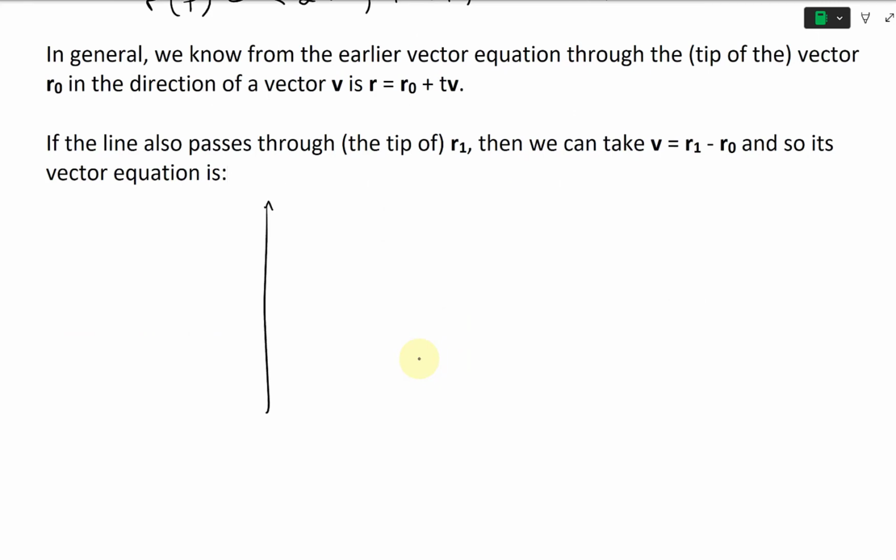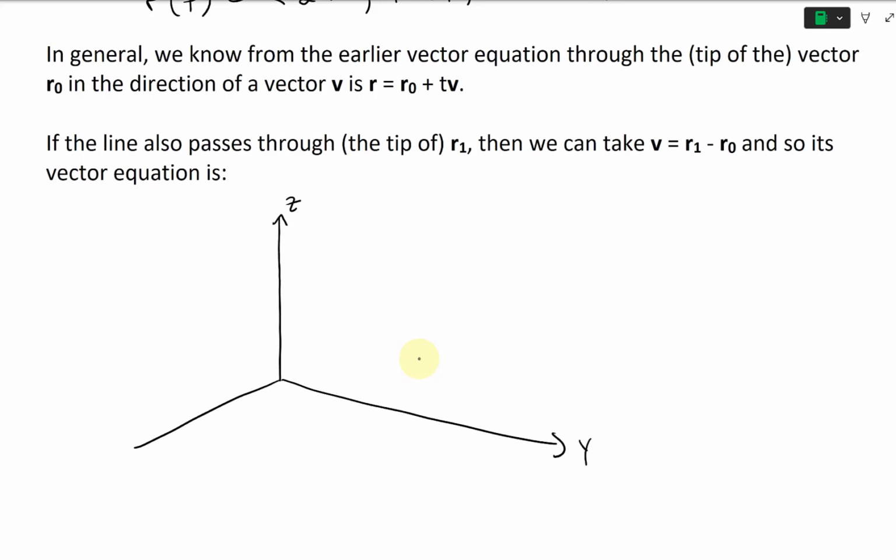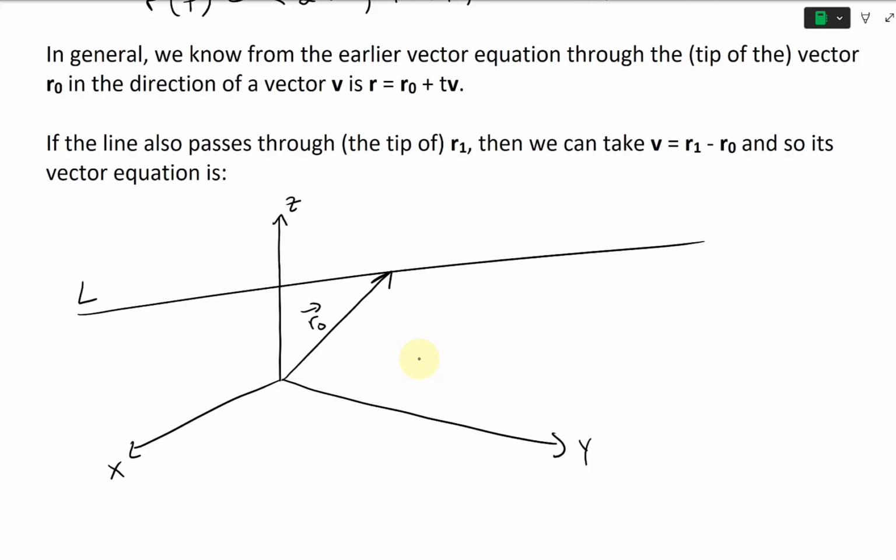Before I write that, I'm going to draw it out just to illustrate this graph. This is going to be our z, and let's make this a bit less steep. Then this is going to be our y, and this is our x. Let's say we have a line L like this. From the origin, let's say we have our r naught vector, whose tip is on the line. And let's say this is our r vector, this vector equation. And let's say r1 is somewhere here, another point on the line.